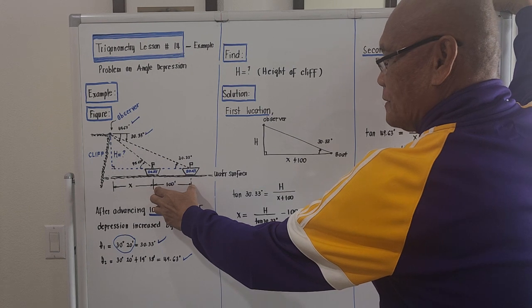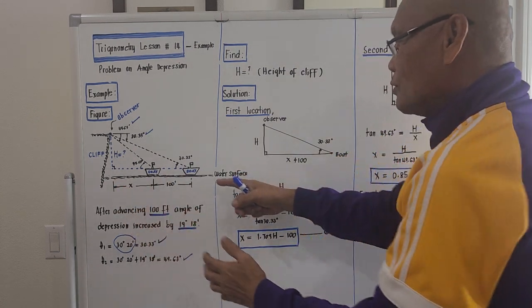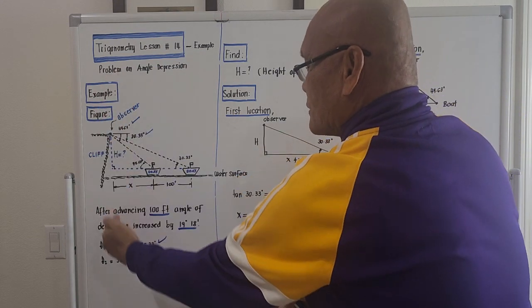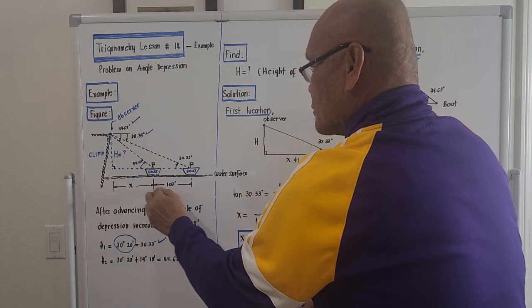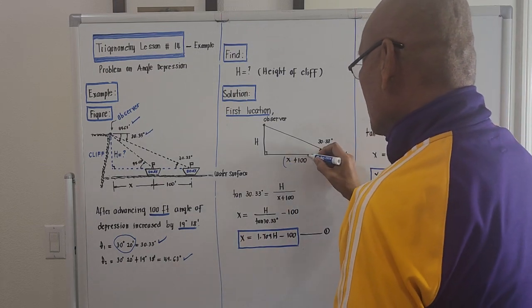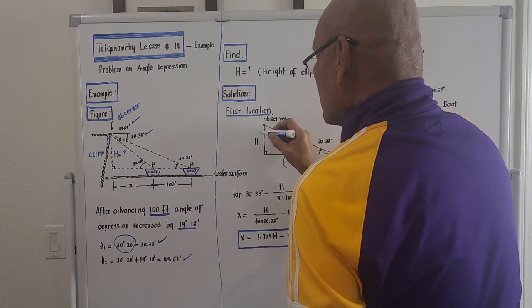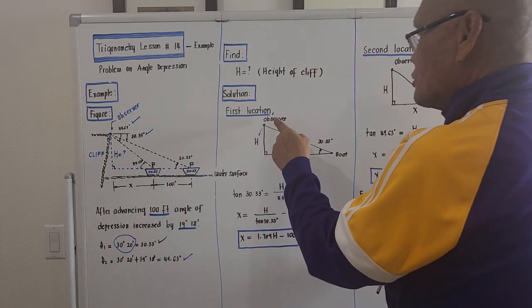This is 100 feet, this is x. So the location of the boat with respect to the horizontal vertical line here will be x plus 100. So this is x plus 100. And this portion here is actually the unknown height of the cliff. That's H. This is the observer.